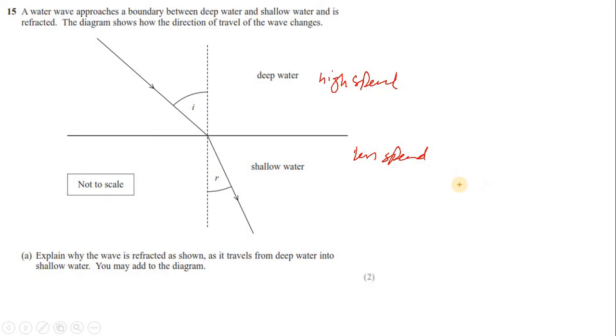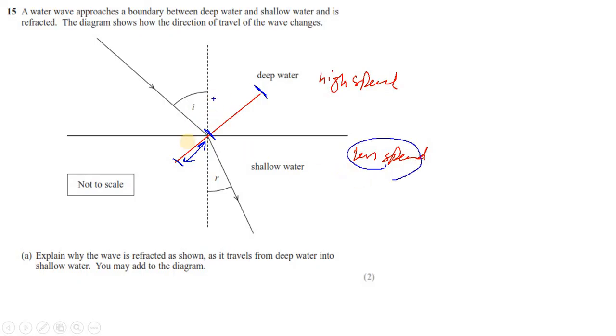So what happens when, suppose, I'm just explaining, this is a situation. So this is one of the wavefronts. This wavefront has two parts. One is in the deep water, which is moving faster, and this one is in the shallow water. This part is in the shallow water, so it is moving with less speed.